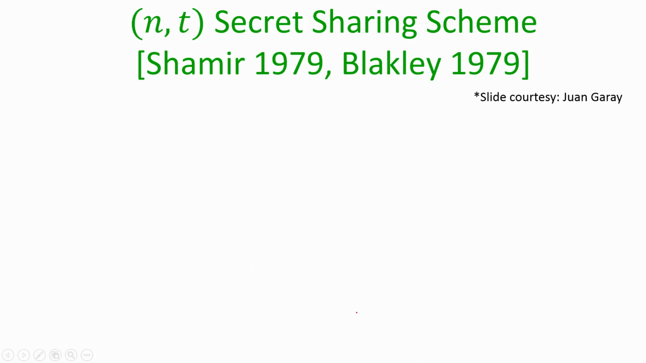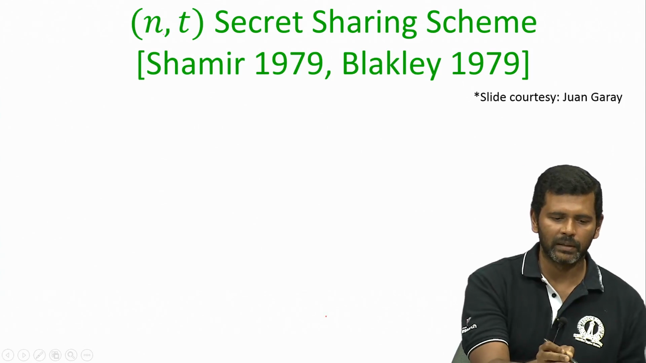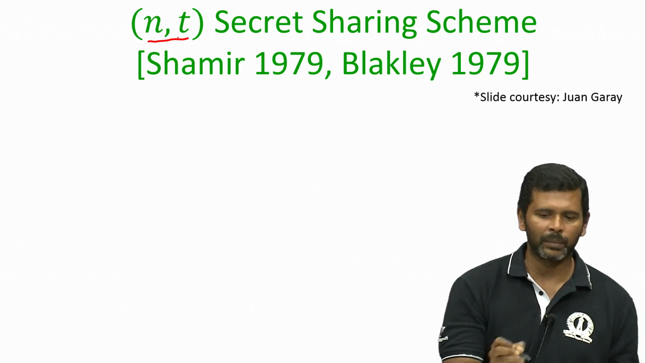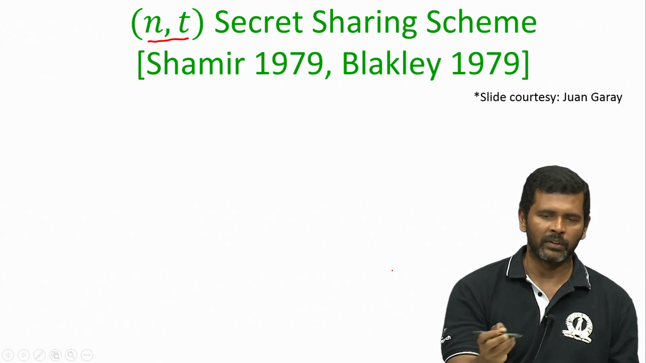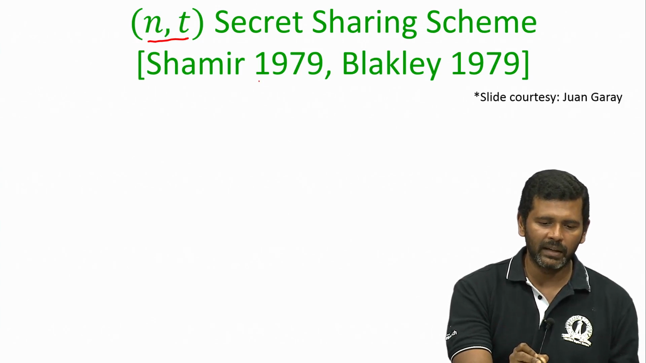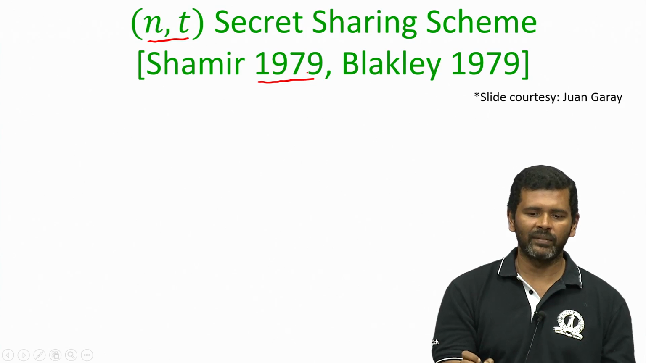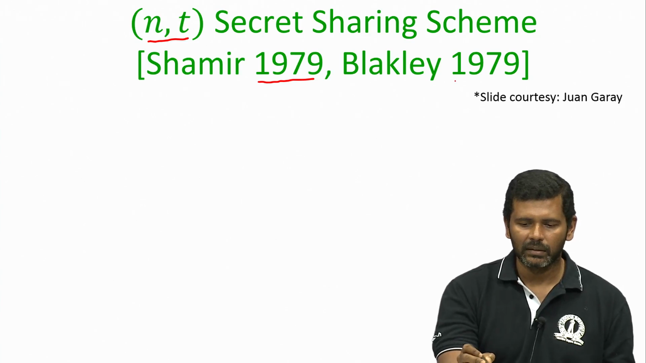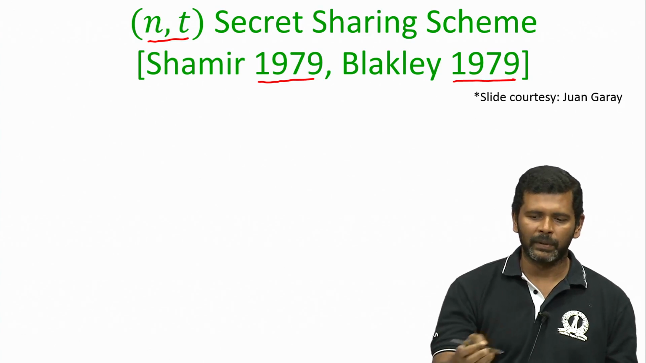Now let us abstract both the examples that we have seen into this general problem of what we call n comma t secret sharing, and this primitive was independently introduced by Turing Award winner Shamir in 1979, and by Blakley in the same year. I am taking this slide from Juan Garay.